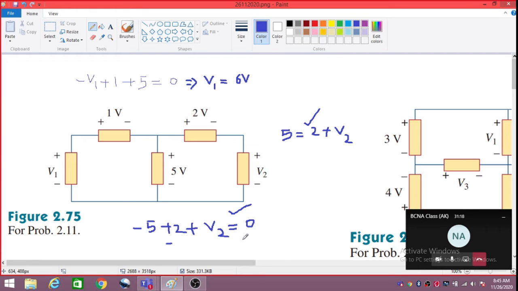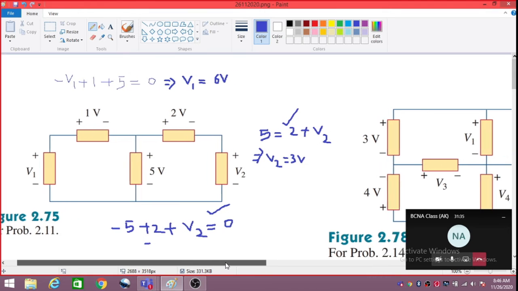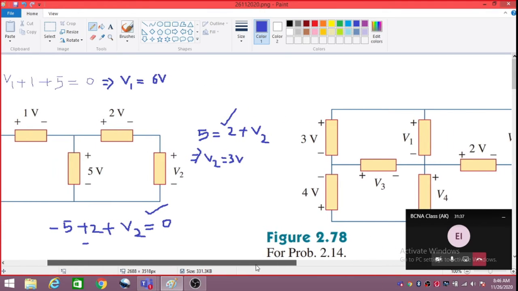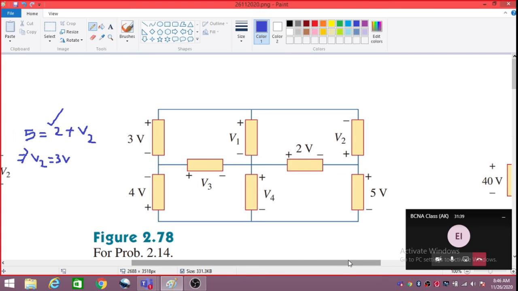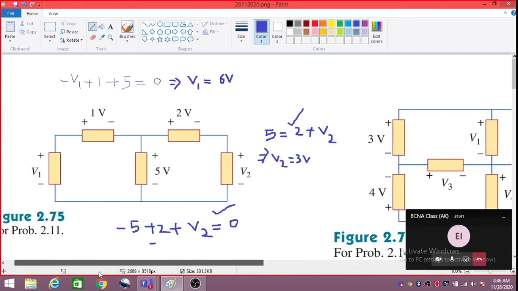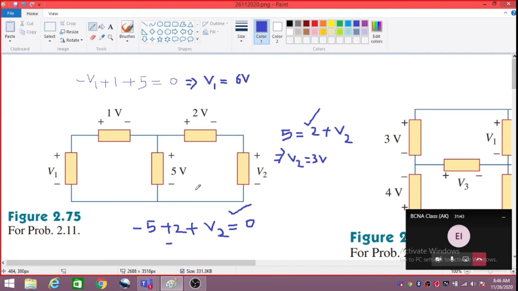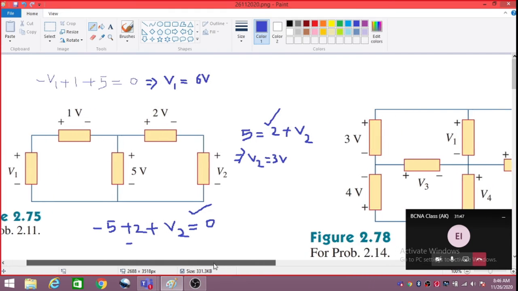Got my point? Then what will V2 be? How much will V2 be? 3 volt. V2 will be 3 volt. Okay, so this is how we are going to apply the Kirchhoff voltage law.